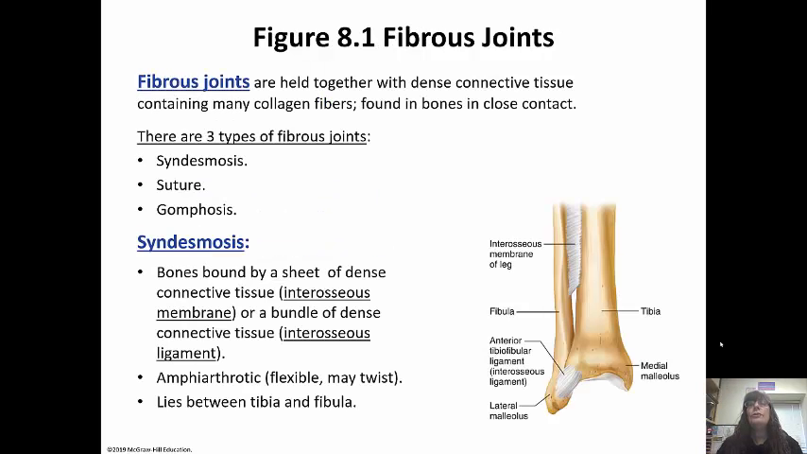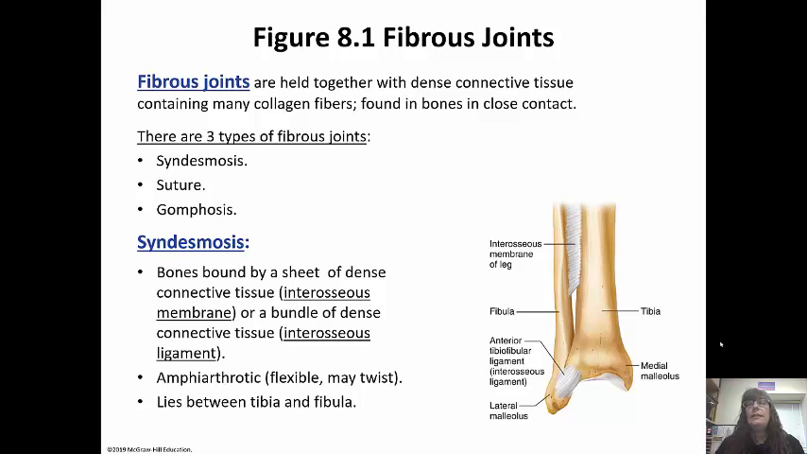So talking about structural classifications, the fibrous joints are held together with dense connective tissue. They contain a lot of collagen fibers, and these are found in bones that are in close contact. So remember, collagen means strength. So fibrous joints are going to provide strength between those bones that are really close together. There are three types: syndesmoses, sutures, and gomphoses.